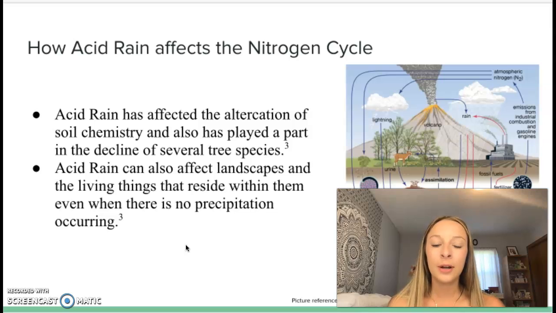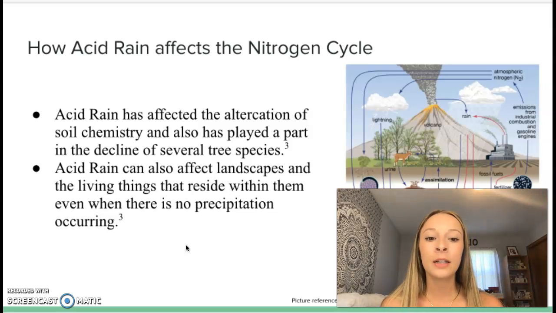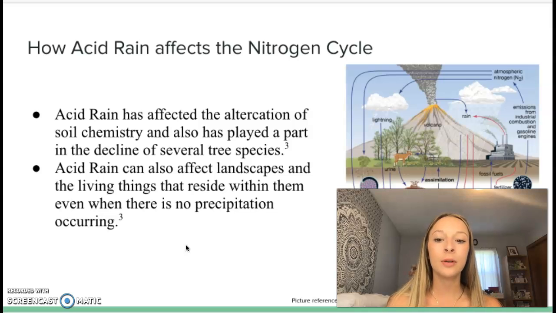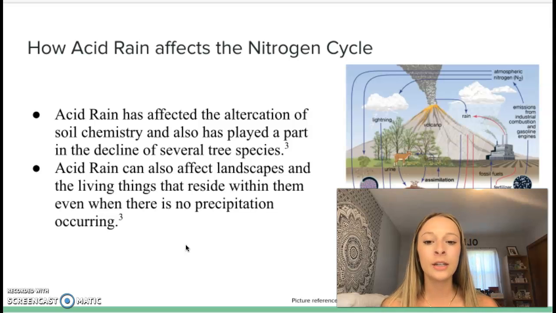How exactly does acid rain affect the nitrogen cycle? Acid rain has altered soil chemistry and has also played a part in the decline of many tree species. Acid rain also plays a part in affecting the landscapes and the living things that reside within them, even when there is no precipitation occurring. On the right of the slide, as you can see, there is a diagram showing the nitrogen cycle, all the way from where it starts to where it ends, and how the cycle keeps continuing and continuing.